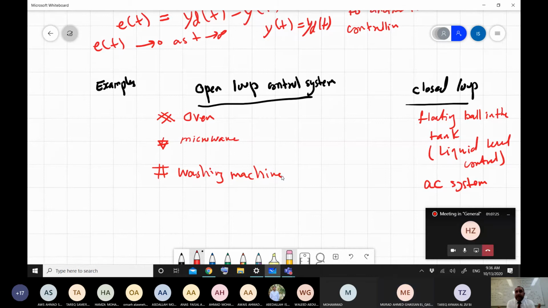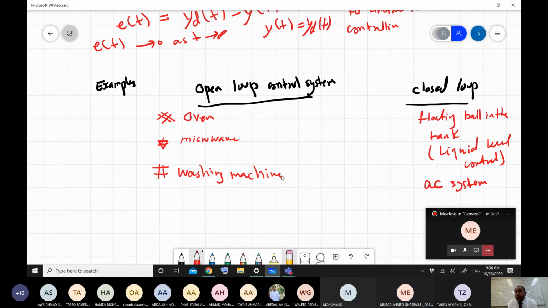Now, let's see. In terms of the cost, which one is the most expensive? The closed loop or the open loop? Closed. Why? Because it has sensors. Because I'm having more inputs, more elements. I'm having a sensor, and this sensor will add cost to the system, yes? So at the end of the day, the closed loop will be more expensive than the open loop.